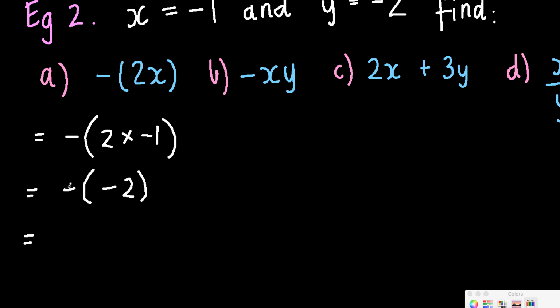Now we're not finished yet because we've got a negative and another negative inside the bracket. So it's saying basically the opposite of negative 2. The opposite of negative 2 is positive 2. Some of you look at it and you go, a negative and a negative makes a positive. That's another way that you can look at it, and that works as well.